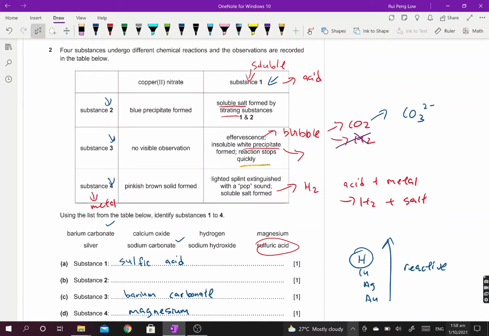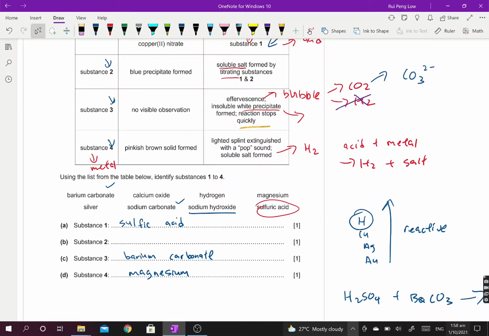Okay, so substance 2, soluble salt formed by titrating substance. So both substance 2 and substance 1 need to be soluble. So let's see what we have that is soluble. Soluble will be sodium hydroxide. Okay, so why sodium hydroxide? Because all sodium, potassium, ammonium salts are soluble. Okay, sodium hydroxide. Okay, apologies for the swap just now.